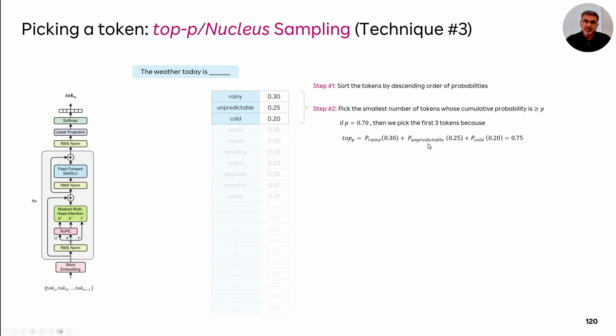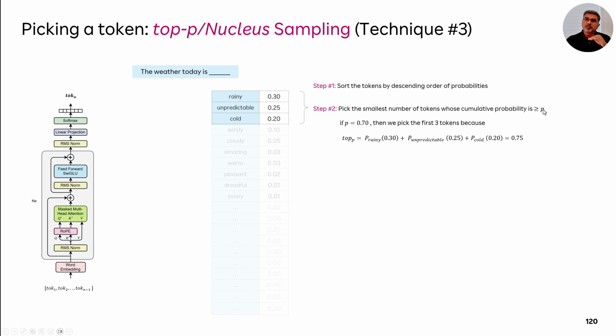Then you go to the next token, which is 0.20. If you add 0.20 to 0.55, it's 0.75. Now 0.75 is greater than 0.70. At this point, you add cold and you stop. So you have picked three tokens whose cumulative probability is 0.75, which exceeds your configurable probability P, which was 0.70.